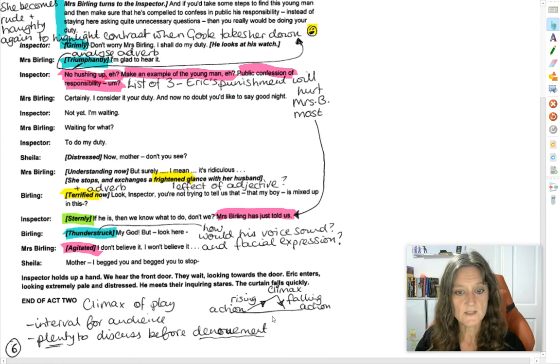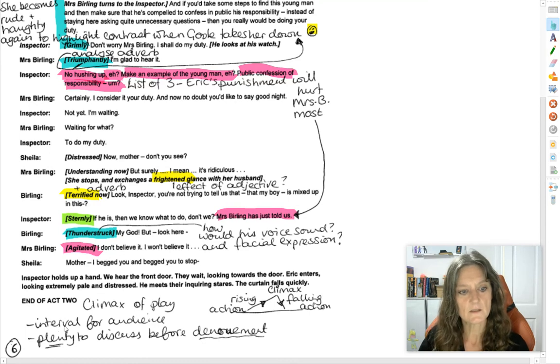So there it goes. And if you have a look at our little Freytag's pyramid, Freytag's triangle here, we've got through our rising action. I would argue at the end of Act 2, a third of the way through this play, we have reached our climax. This is kind of the most thrilling moment in the play. It's scandalous, isn't it? And Mrs. Birling has just absolutely dropped herself in it.